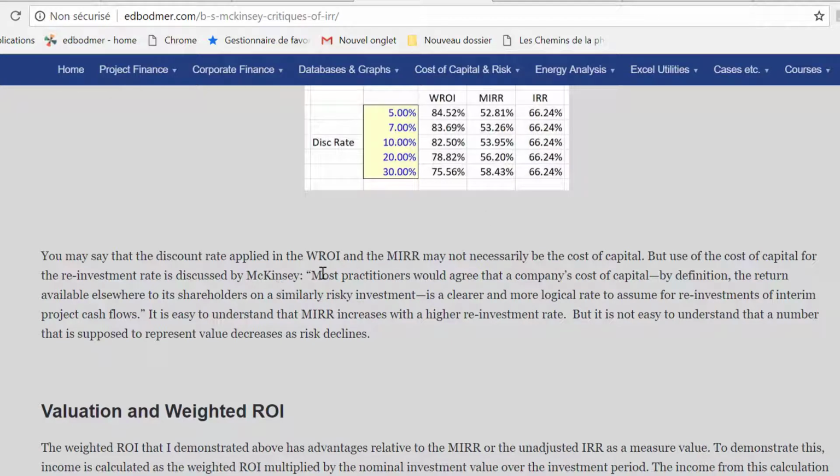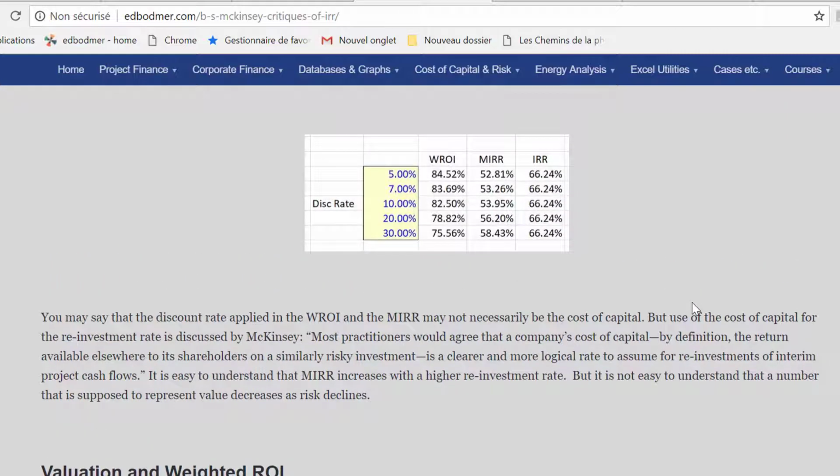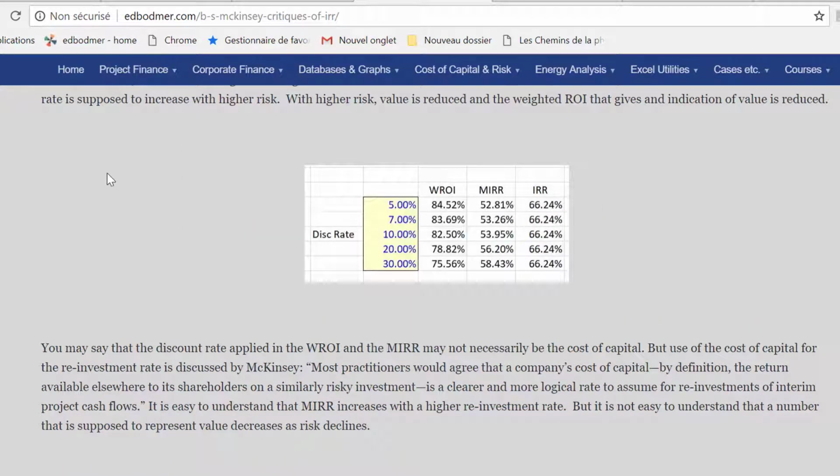But our friends at McKinsey said, "Most practitioners would agree that a company's cost of capital, by definition, the return, they should have said the minimum return, those idiots, the return available elsewhere to its shareholders on a similarly risky investment, minimum return, is a clearer and more logical rate to assume for reinvestments of interim project cash flows," close quotation marks. So they say the discount rate or the reinvestment rate you should use is the minimum return.